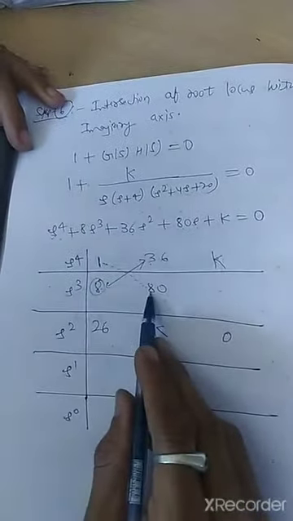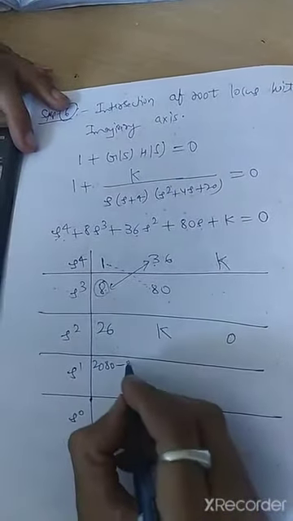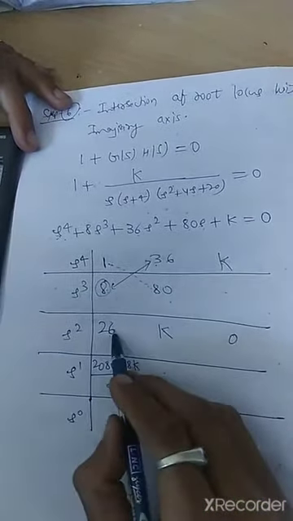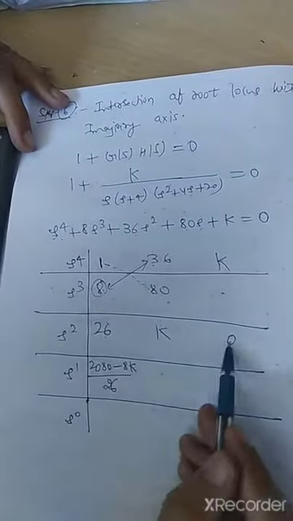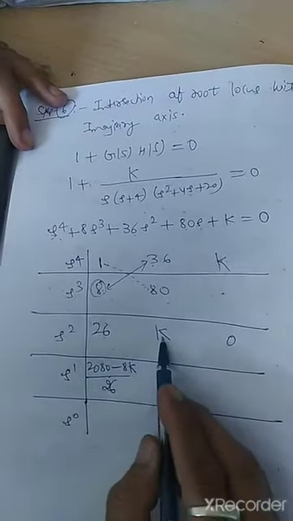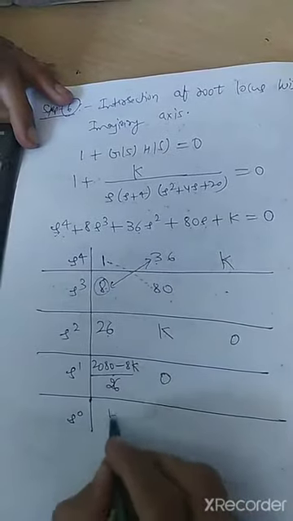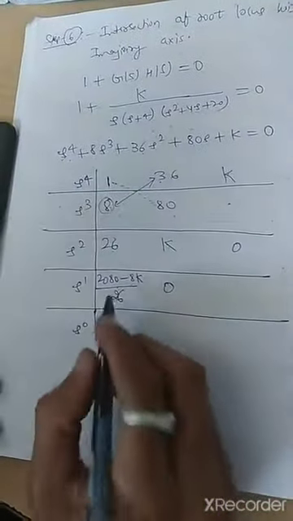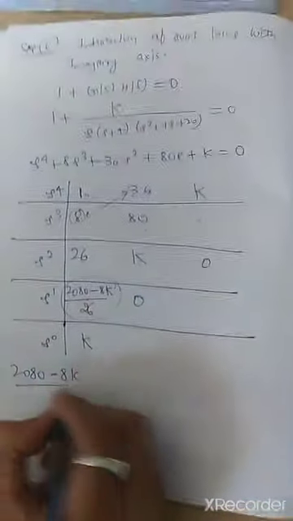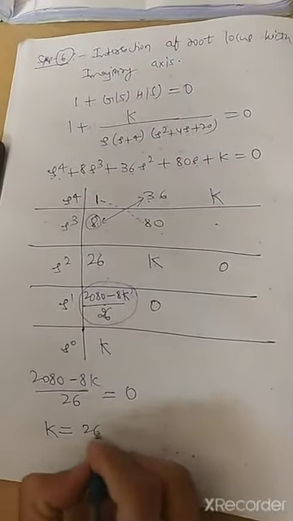Again 26 multiplied by 80 is 2080, minus 8 multiplied by k, that is 8k, divided by this value, that is 26. Now here 26 multiplied by 0 minus 8 multiplied by 0, so all are 0. So this multiplied by k minus 26 multiplied by 0, divided by this, so we will find out k. Now first of all just put this value equal to 0. So 2080 minus 8k divided by 26 equal to 0. So we will find the value of k equal to 260.